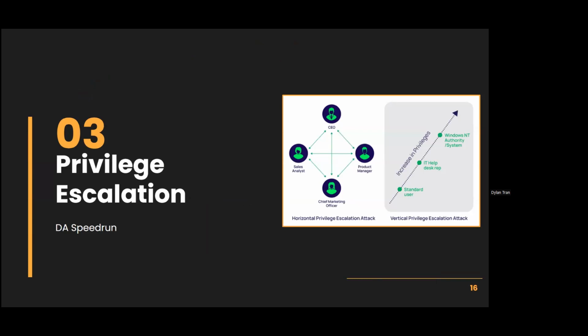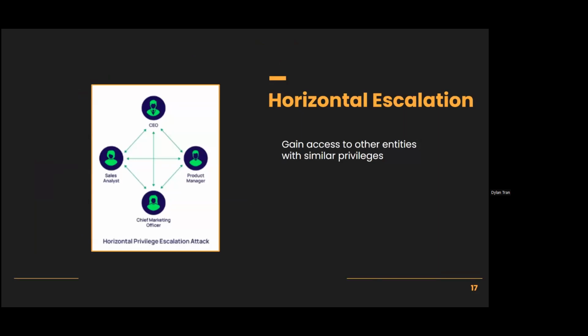Speed running to domain admin, or DA. So there's two types of privilege escalation. There's horizontal escalation, where you're going to start compromising other users on Active Directory, but they're not necessarily going to be more privileged than you.